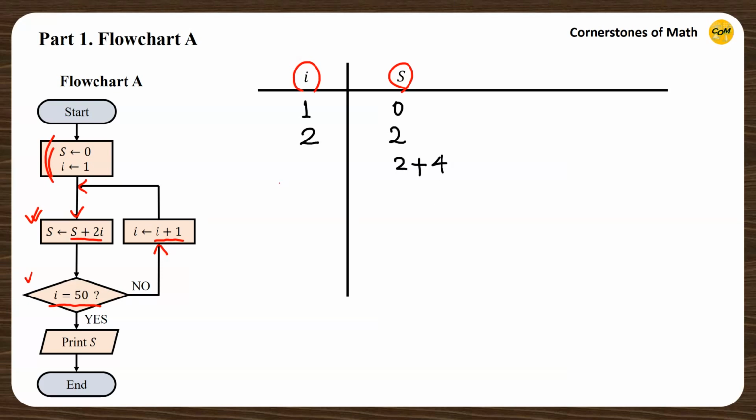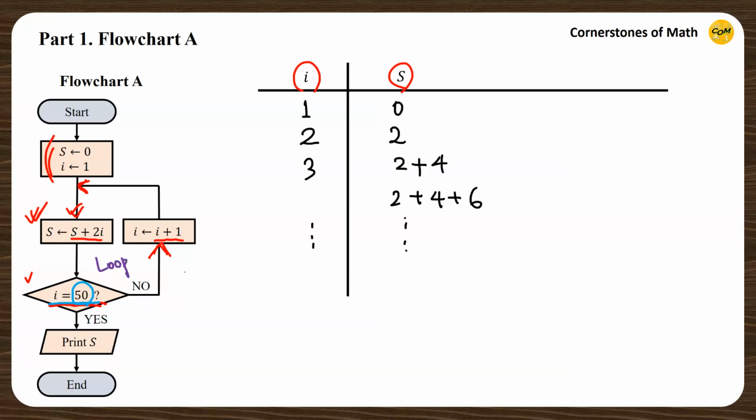And now the process seems quite obvious. i is still far from 50, so we go back to here. i is increased to 3. Then in here, now we have to add 2 times 3, which is 6. So s becomes 2 plus 4 plus 6. And we keep going on and on until i becomes 50. Only then can we escape this loop.